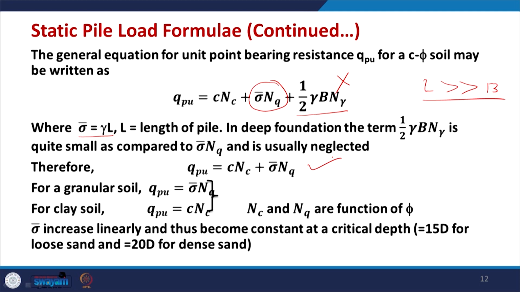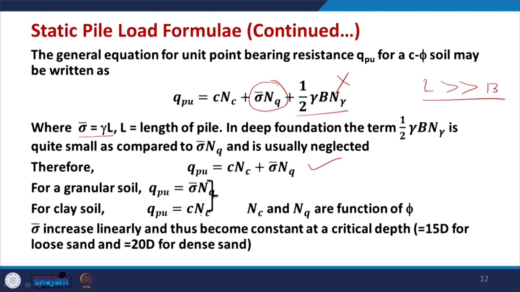Here, in this equation for a granular soil, QPU will be given by sigma bar into Nq, while QPU for the clay soil is C Nc. Why? Because for the granular soil C will be 0, and for clay soil Nq will be 1, since phi equals 0, particularly for the net bearing capacity. So, for granular soil and clay soil, QPU can be approximated from these equations.